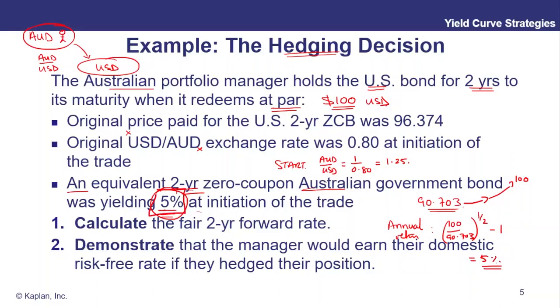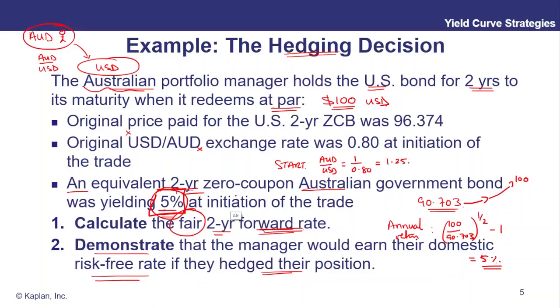Now, calculate the fair 2-year forward rate. Okay, so this is the exchange rate that, as an Australian, we'll be thinking about selling our US dollars forward to remove currency risk. And then using the fair forward rate, demonstrate that the manager would earn their domestic risk-free rate if they hedged their position. In other words, demonstrate that they would earn 5% if they invested in a hedged foreign US dollar position.